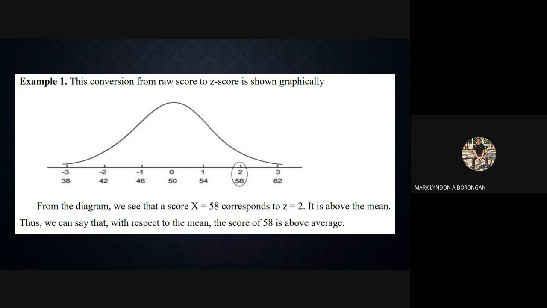So, from the diagram, we see that a score x is equal to 58. Which corresponds to z, which is equal to 2. Okay? Z equal to 2, so it is above the mean. Thus, we can say that with respect to the mean, the score of 58 is above average.